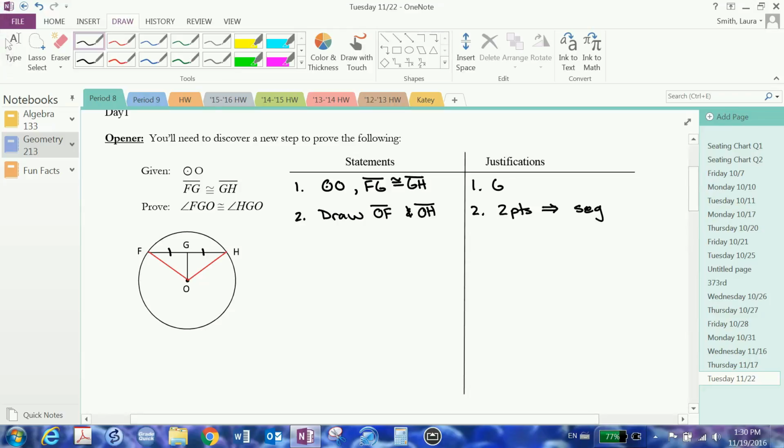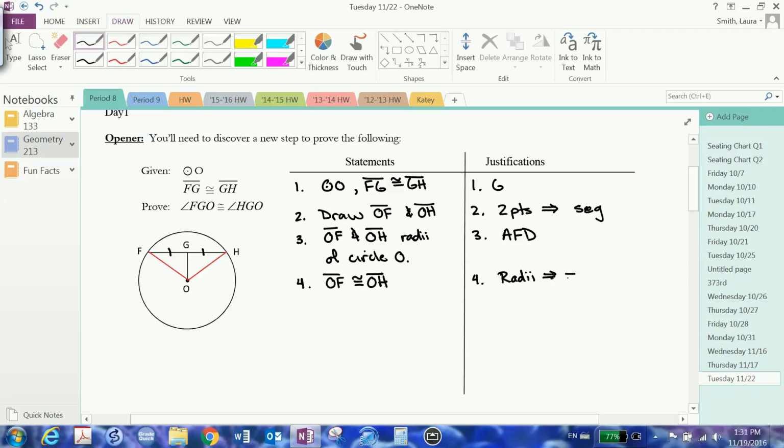All right, so now that I have those 2 segments, those were purposeful. I drew those in particular because OF and OH are radii of circle O. And how do I know that? Right. Assumed from the diagram. So now OF is congruent to OH because radii of a circle are congruent.